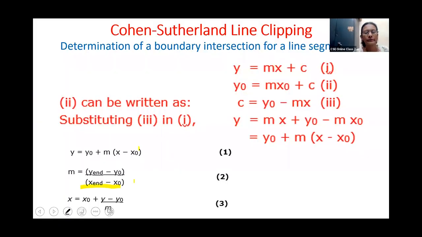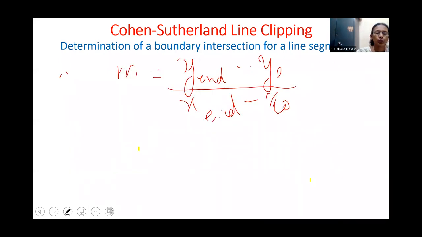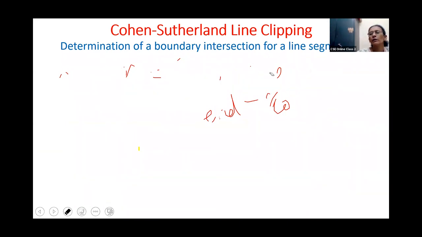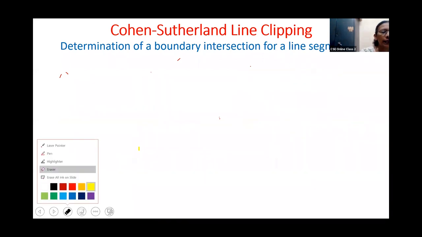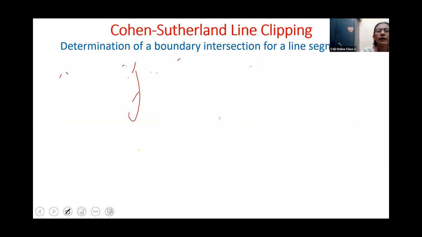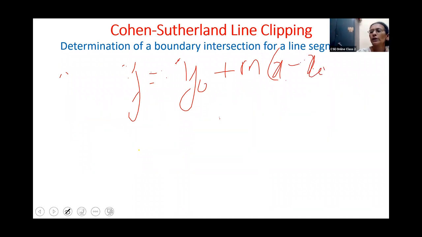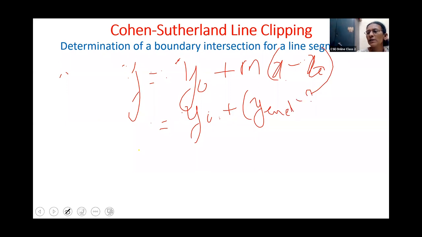Okay, I will do it. I have y equal to y naught plus m into x minus x naught, or y equal to y naught plus y end minus y naught divided by x end minus x naught.